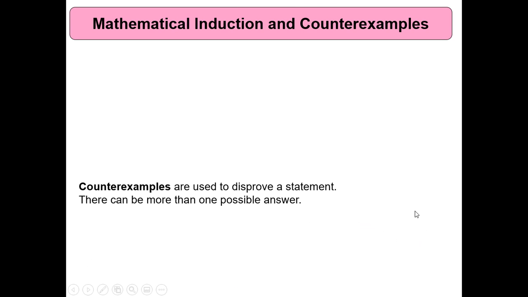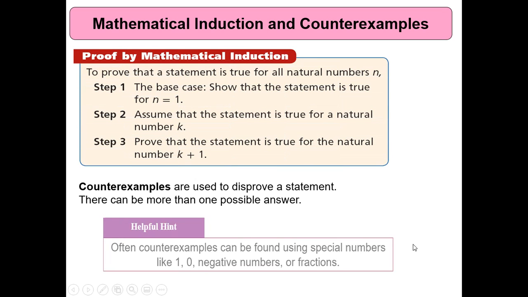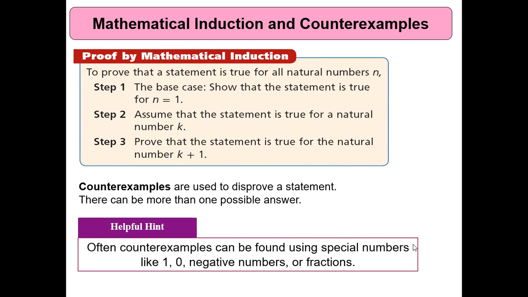All right. Mathematical induction and counterexamples. Remember, for mathematical induction, you might have to go back and revisit your notes on these. But to prove that a statement is true for all natural numbers n, we first have to prove that it's true for n equals 1. That's the base case. Then we take some number in the statement, k, prove that it's true for that, and then prove that it's true for k plus 1.